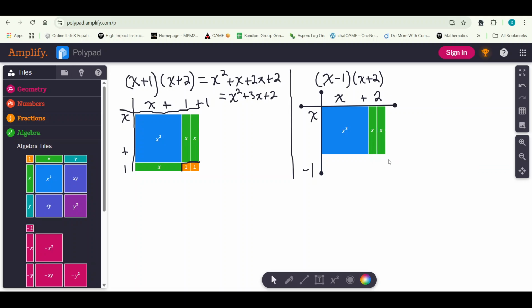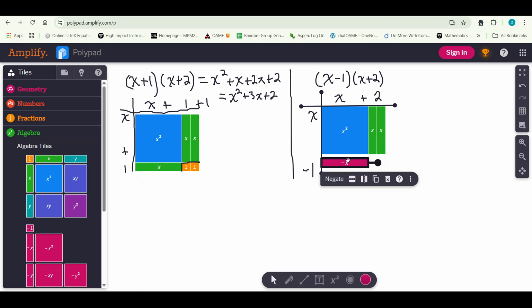Now here's where things get a little tricky and students need to be doing some thinking. So the goal is to make a rectangle, yes, but they also have to think about what is the area of that rectangle. So this dimension here is -1 and this dimension is x. So if we're finding the area there, -1 times x will be a -x. So I actually need a -x tile rather than just an x tile.